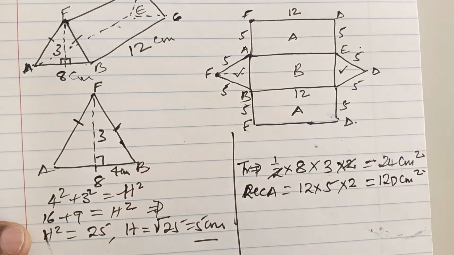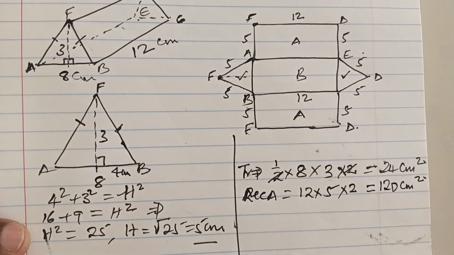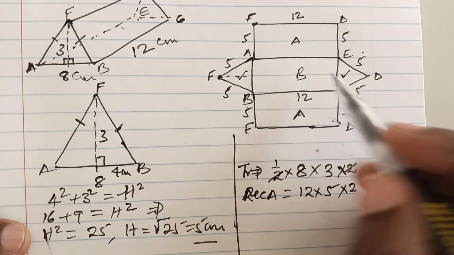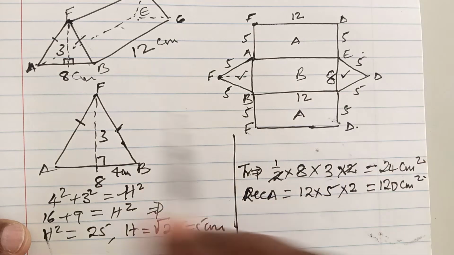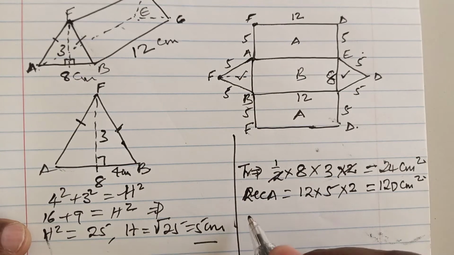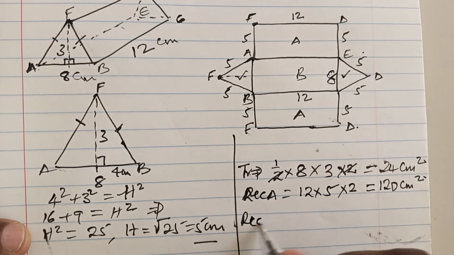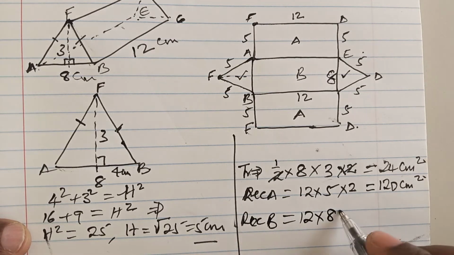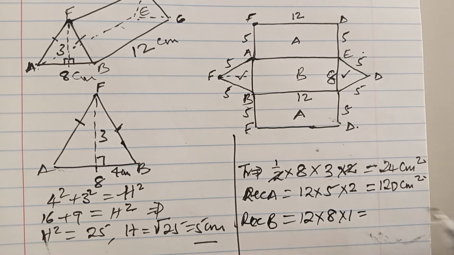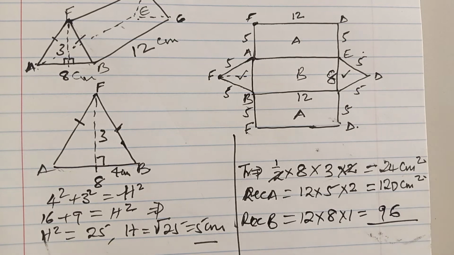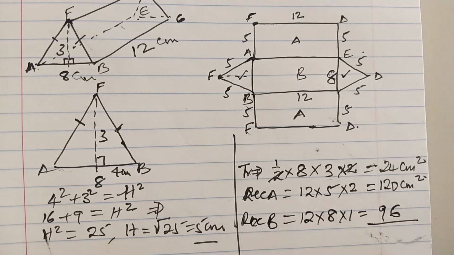And then we get to the triangle B, which is actually the base, which is going to give us 12 times 8. Remember, this is 8, the base of the triangle. 12 times 8. Rectangle B, which is 12 times 8, and it's just 1, so times 1. 12 times 8 is 96.